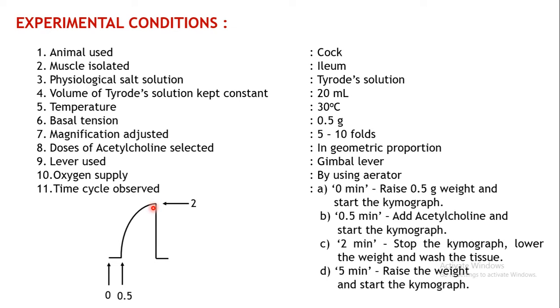Otherwise you need to stop it manually, lower the 0.5 gram weight which you have kept on top of your organ bath. So that's used for washing or for relaxation of your tissue. So at the time of washing you need to lower that 0.5 gram weight and wash the tissue, drain the tube and again refill it with the fresh Tyrode solution. So this you need to continue till your pointer comes back to the previous baseline.